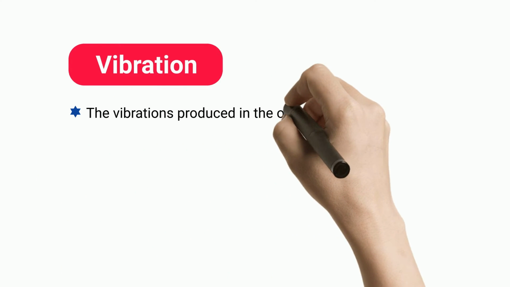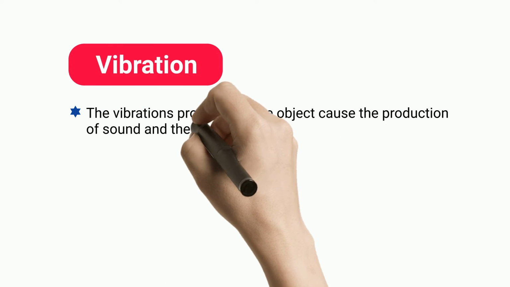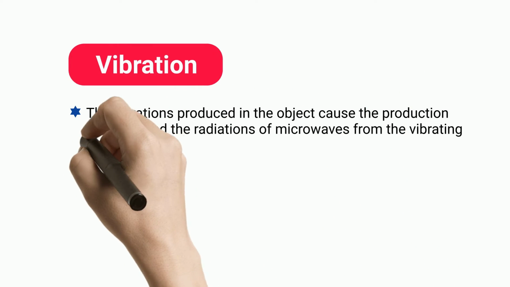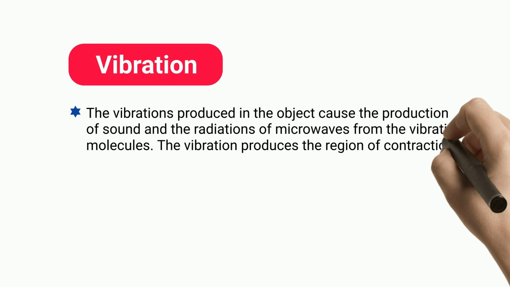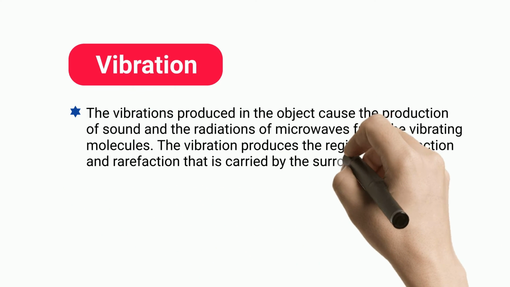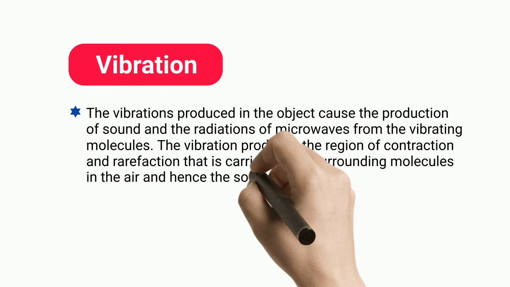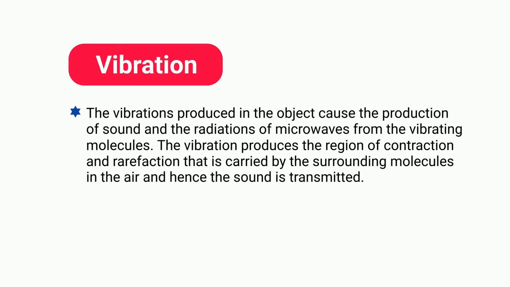Vibration. The vibrations produced in the object cause the production of sound and the radiation of microwaves from the vibrating molecules. The vibration produces regions of contraction and rarefaction that are carried by the surrounding molecules in the air, and hence the sound is transmitted.